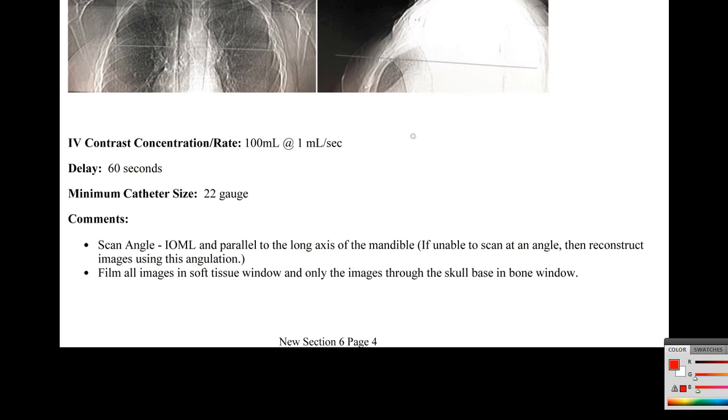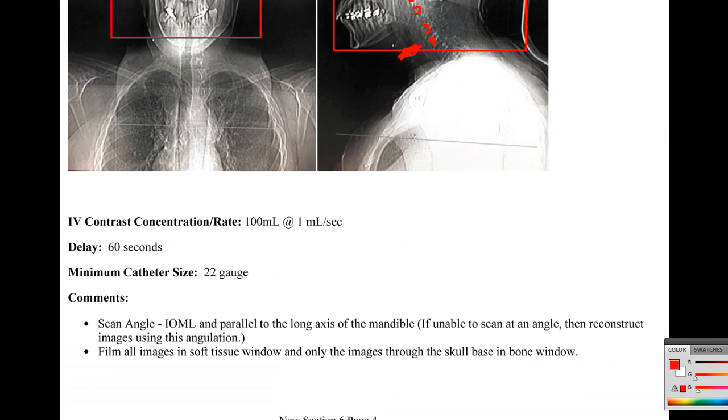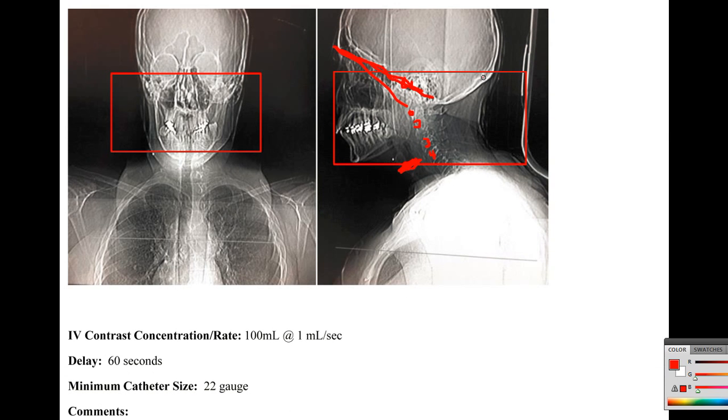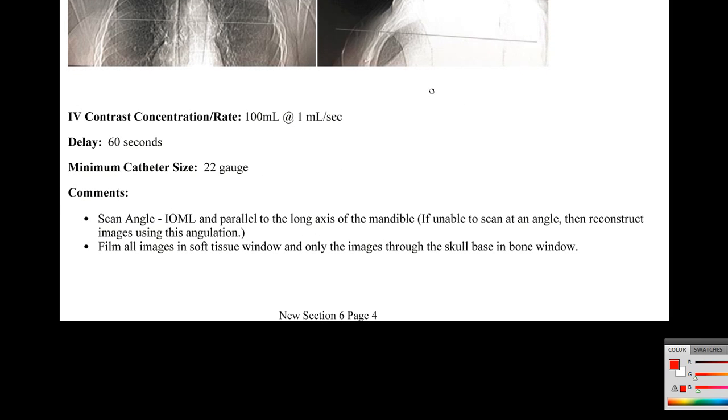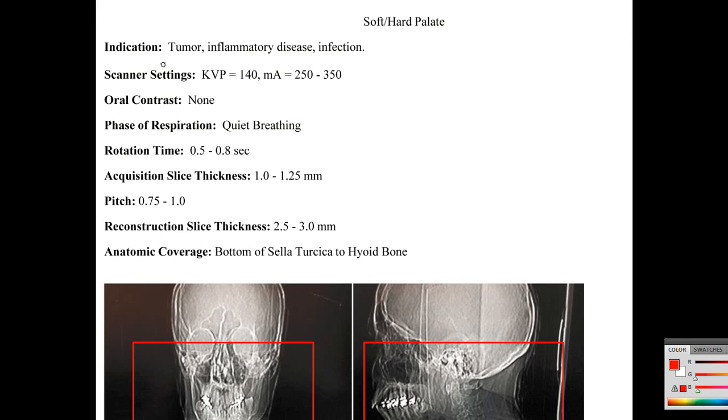Also, key thing to keep in mind is that you film all images in soft tissue windows and only the images through the skull base in bone windows. So, as we can see, here's the skull base, and so we would film those images in bone windows, and then as soon as we got out of that area, we would film pretty much everything in soft tissue windows, and only the small portion in bone windows to look for lesions at the base of the skull. Looking at the soft and hard palate can be as a result of tumor, inflammatory disease, or infection as well.